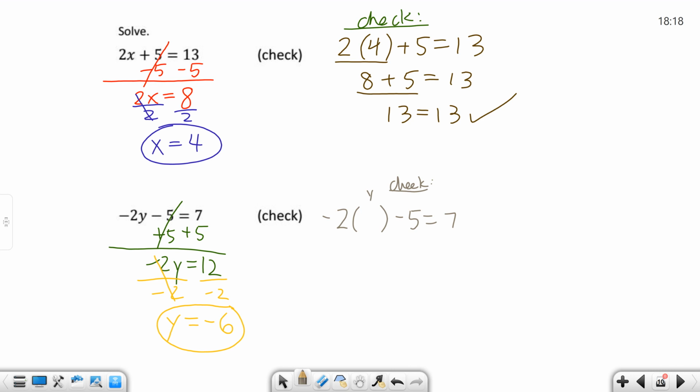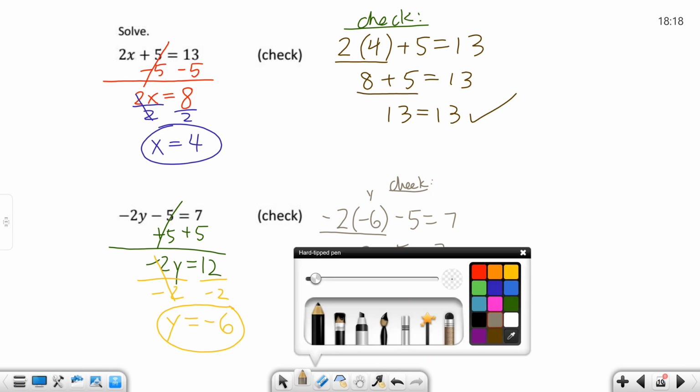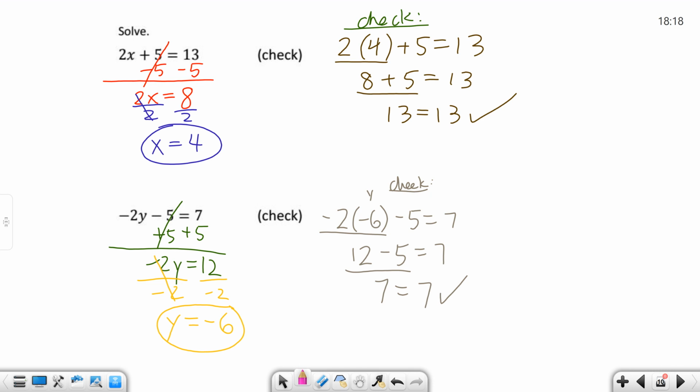So then if we plug Y in, well, what do we get for Y? Negative 6, right? Plug it in there. So then remember, we multiply this together before we add or subtract anything. So negative 2 times negative 6. That's positive 12 minus 5 equals 7. Then we put together 12 minus 5. We get 7 equals 7. And boom, it checks out. There it is. Boom. Works.